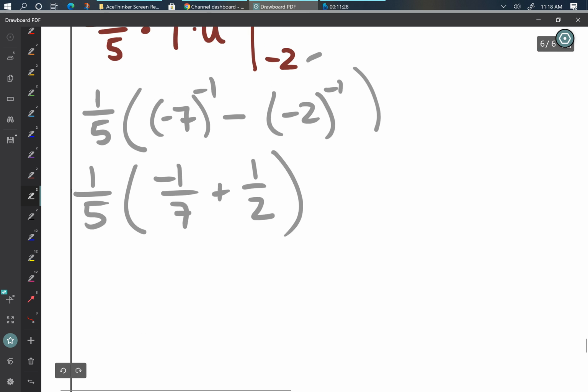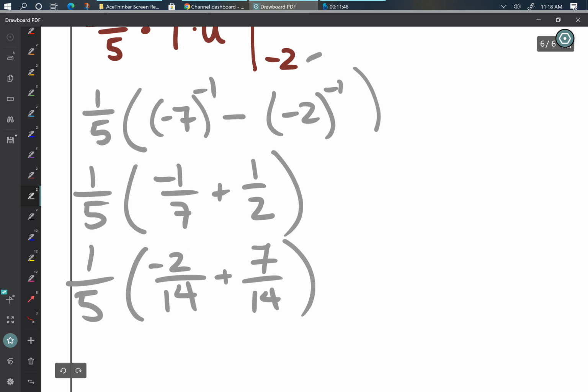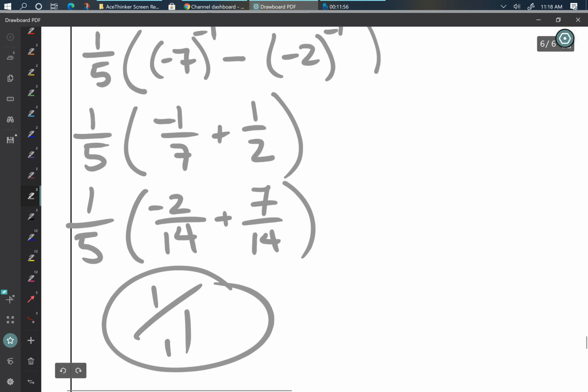Wait, I might need to actually write that one out. That's not making sense in my head. Ah, that's right, common denominators. Negative 2/14 plus 7/14. There we go. So 5/14. So 1/14? When it's all said and done, that is the ugliest 1/14 I've ever written. It's not much better, but it is right. 1/14.